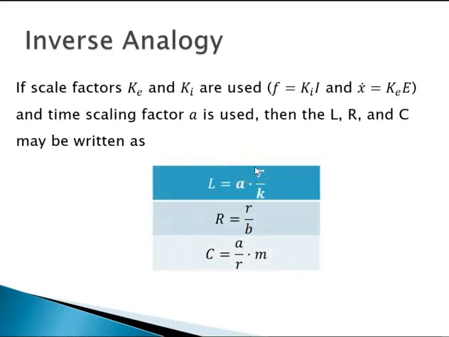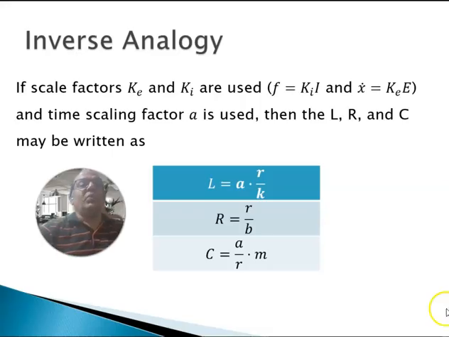We won't give proofs of this, but we'll just state it here and leave it for the student to prove that when scale factor Ke is used, Ki is used with the understanding that F is equal to Ki into I, X dot is equal to Ke into E, and time scaling A is used, then R, L, and C can be given as shown here. We won't try to prove it, but it is kind of easy to prove just by following a few simple things that we have done in direct analogy.